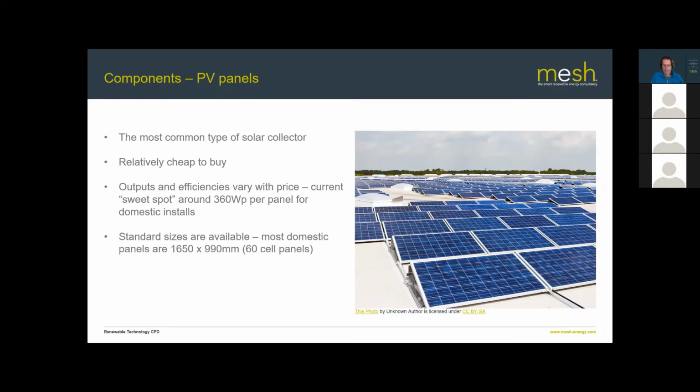If you go smaller than that, then you start ending up with too many panels, and if you go bigger than that, then you end up having to have two people to lift them, and then it starts becoming a bit of a faff to fit. But the panels physically can be mounted to buildings or onto the ground, lots of different ways, and we'll look at some of those in a moment.